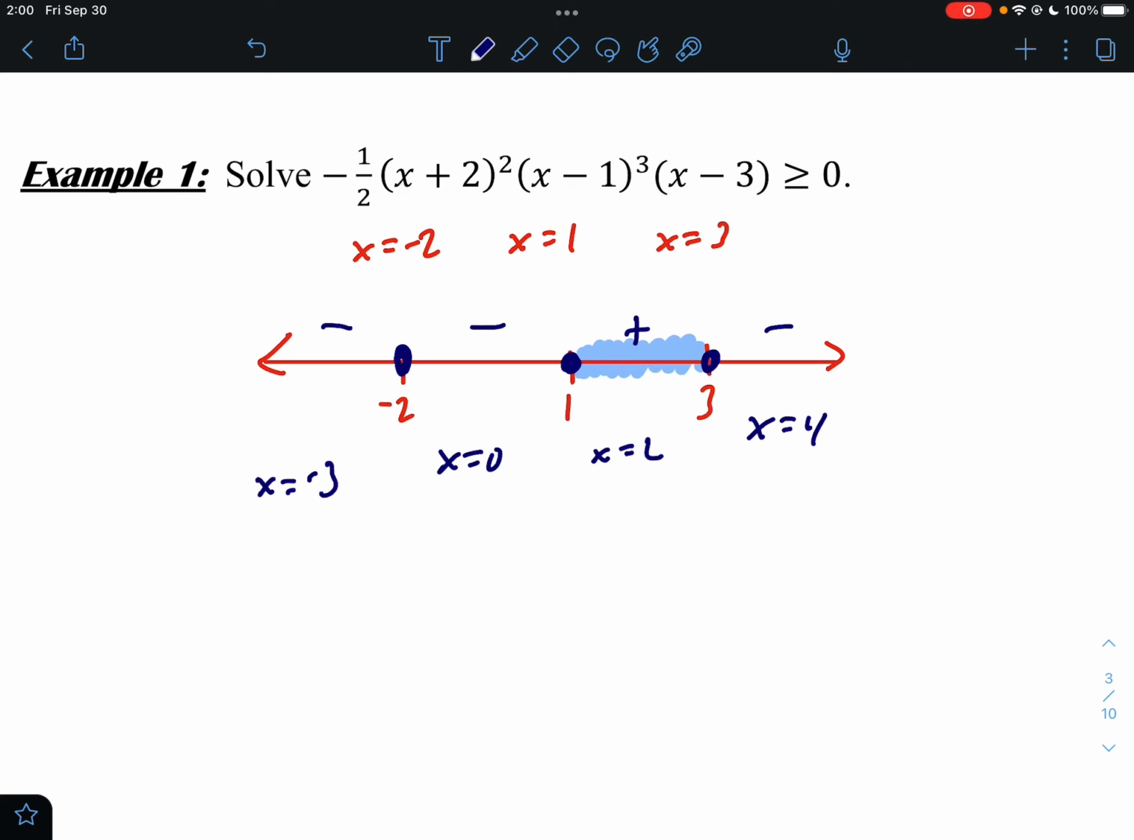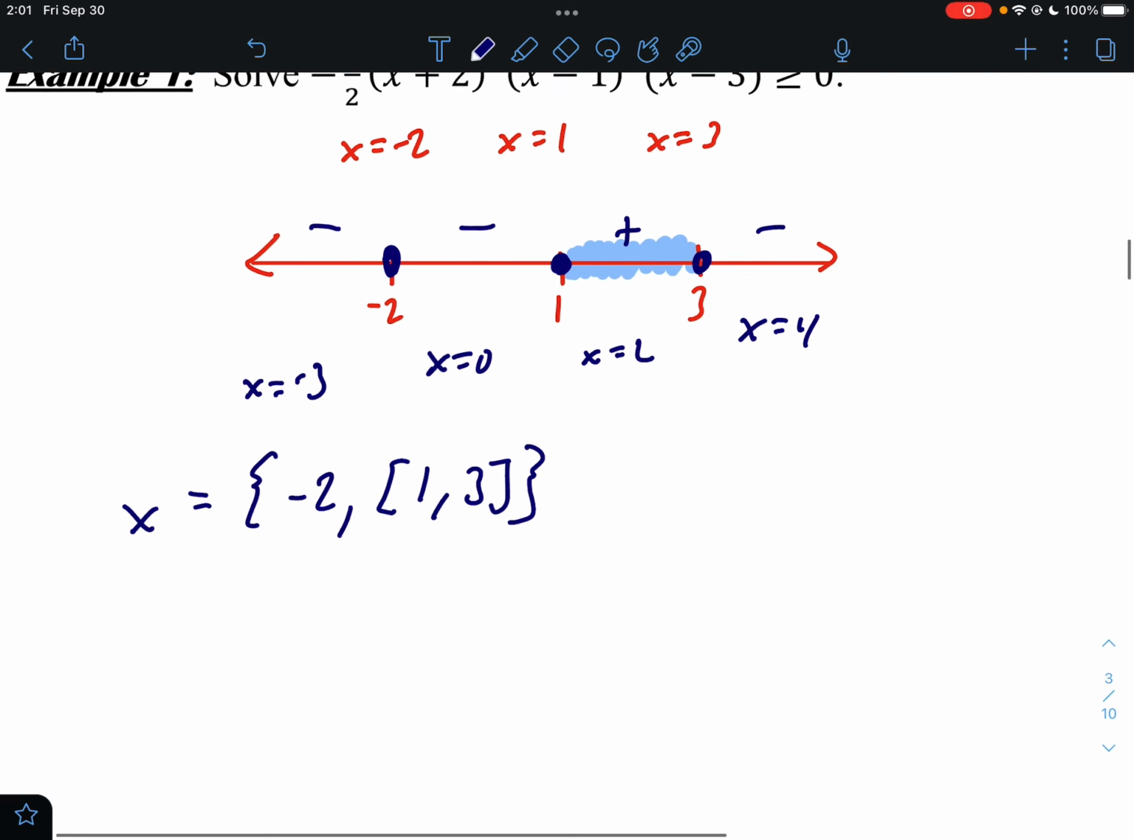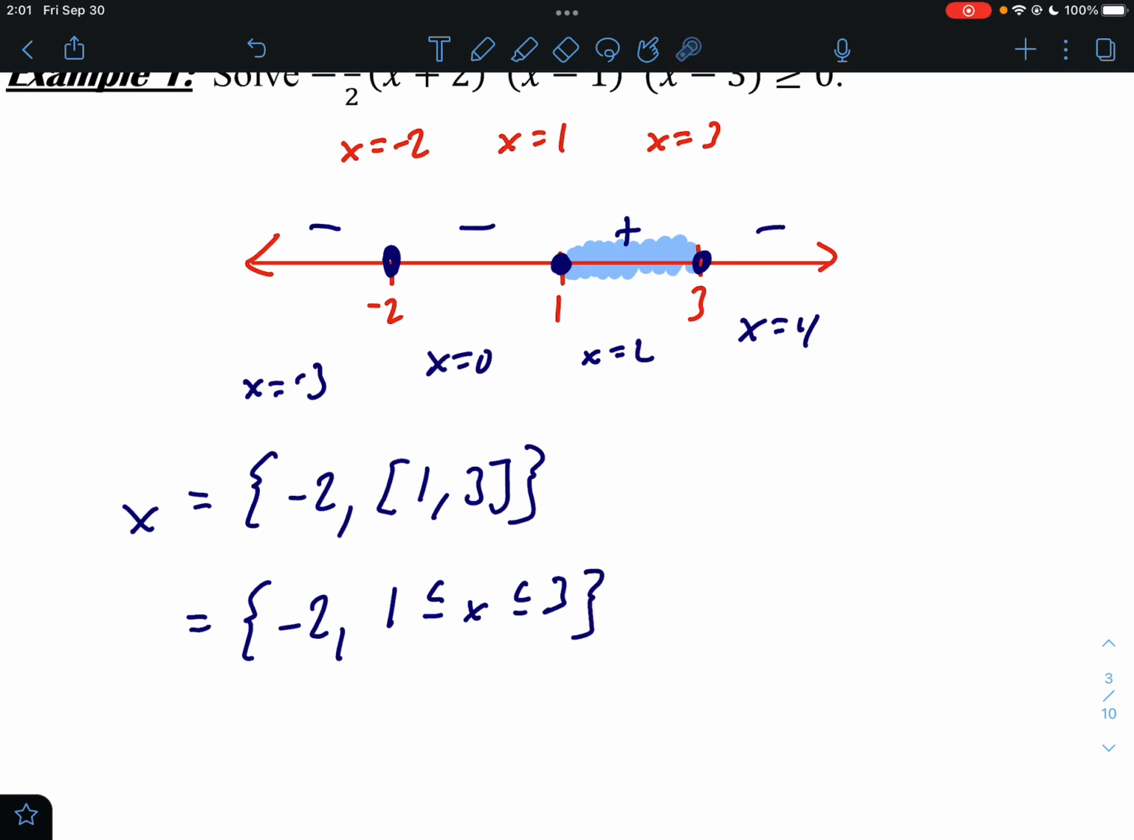So our answer is going to be all the numbers that are in the set of negative 2, but also 1 to 3. And if we want to write that in inequality notation, it would look like that. So interval notation, inequality notation. But don't forget this negative 2 out there is also an answer.